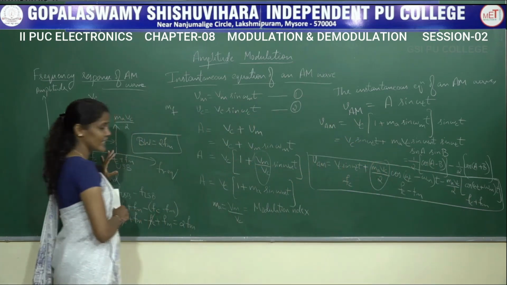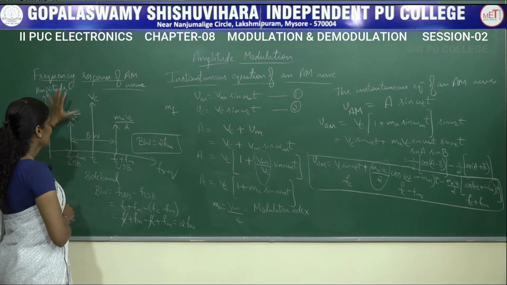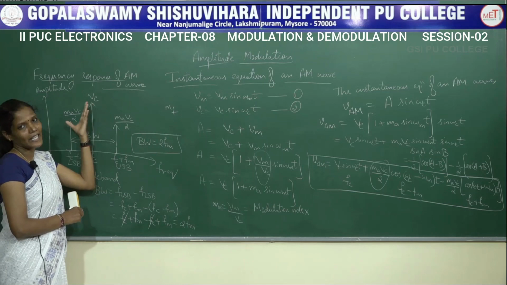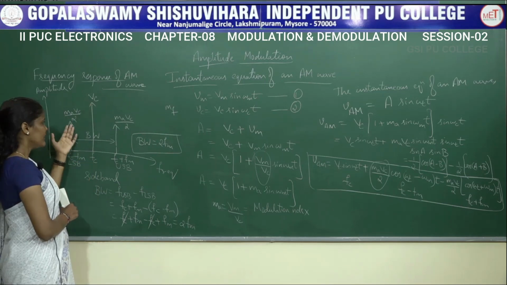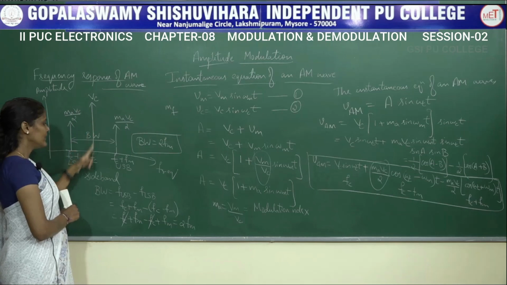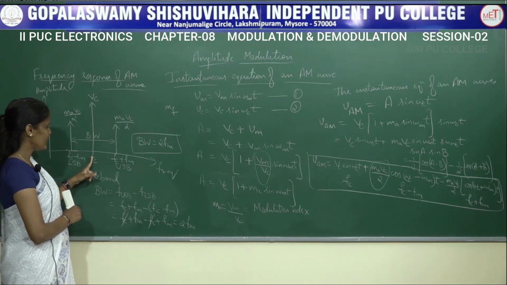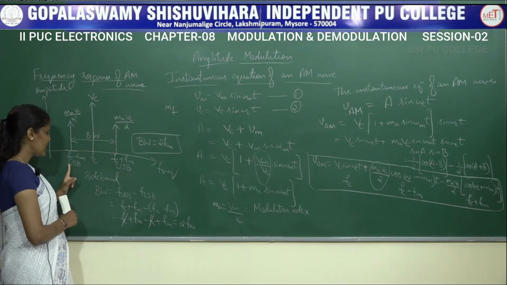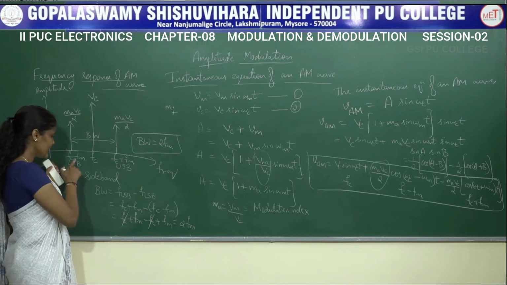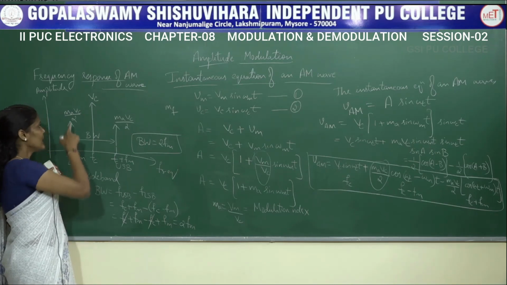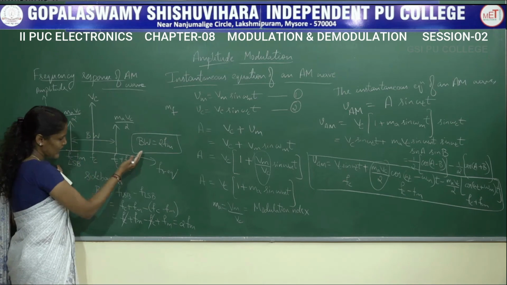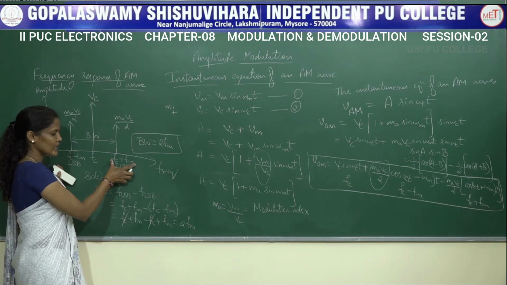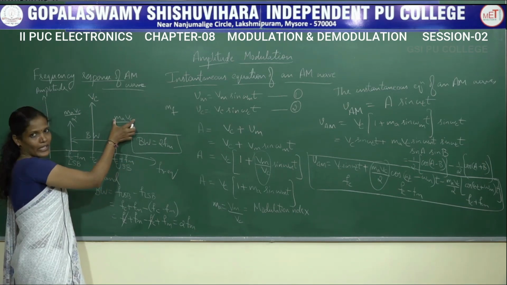Then we will be drawing the frequency response of an AM wave. The frequency response of an AM wave is a graph plotted between the frequency and the amplitude of an AM wave. So we will be getting 3 different components. The middle component is the unmodulated carrier component, and these two are called the sideband components. To the left we will have the lower sideband component, which has a frequency of Fc minus Fm and amplitude MAVc by 2. To the right of the carrier component we will have the upper sideband component, which has a frequency of Fc plus Fm and amplitude of MAVc by 2.